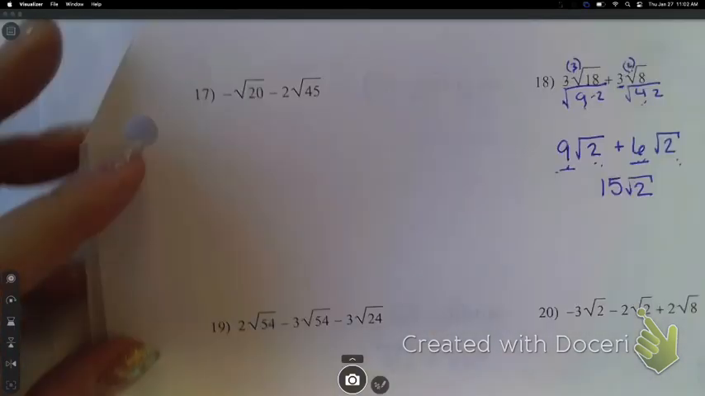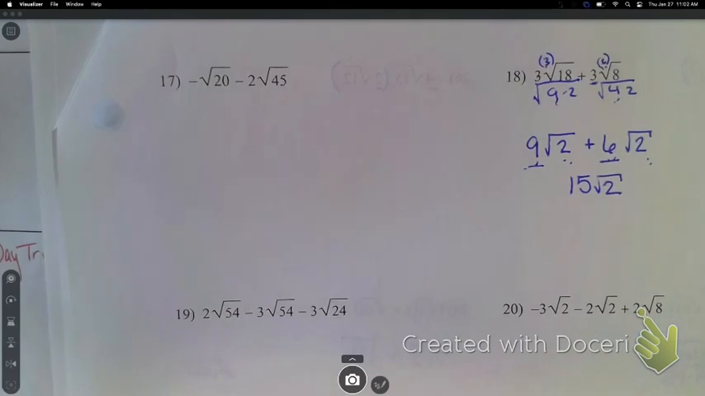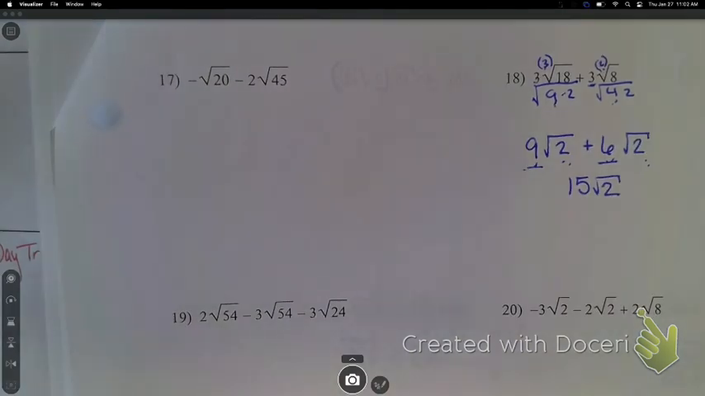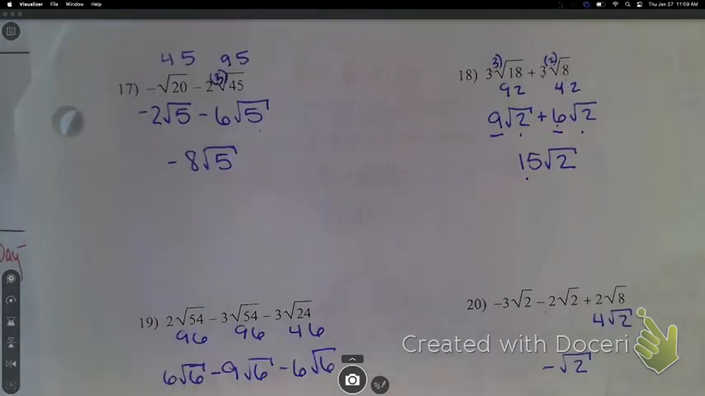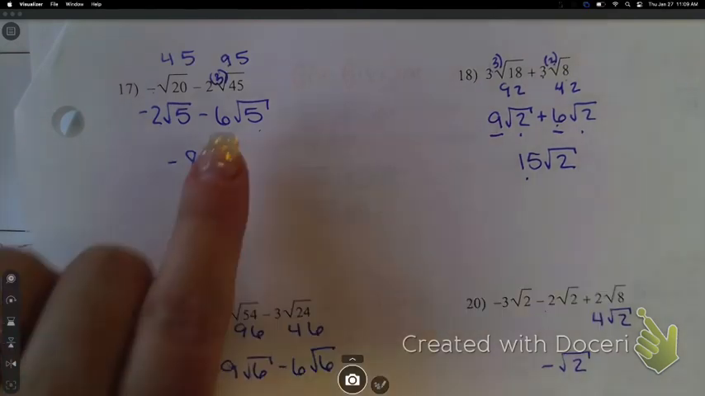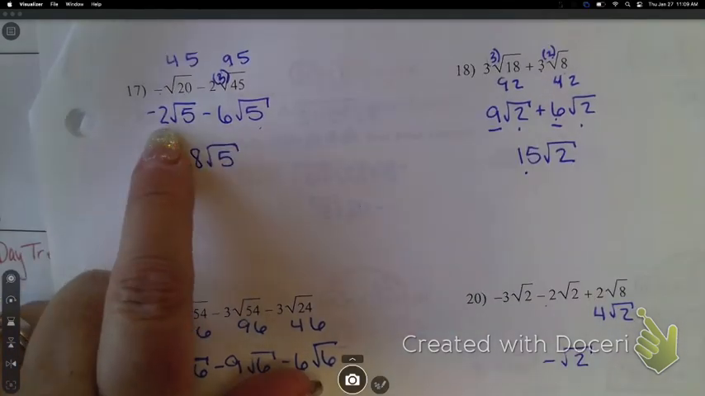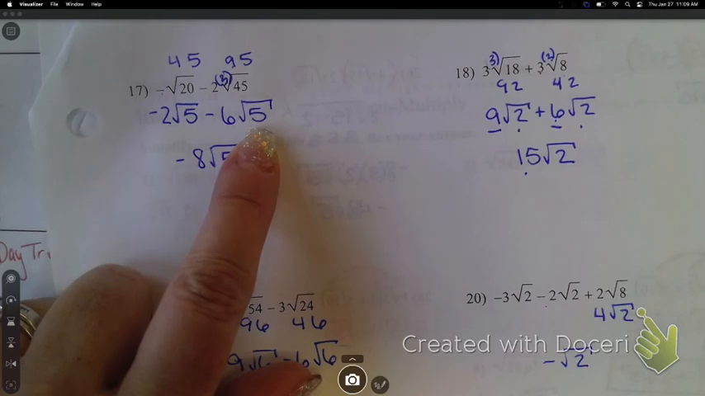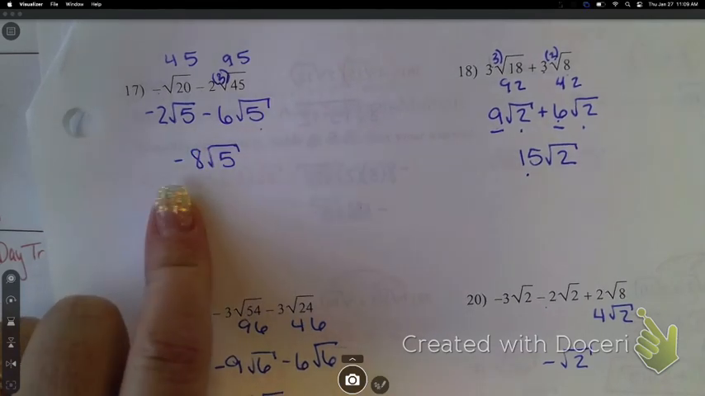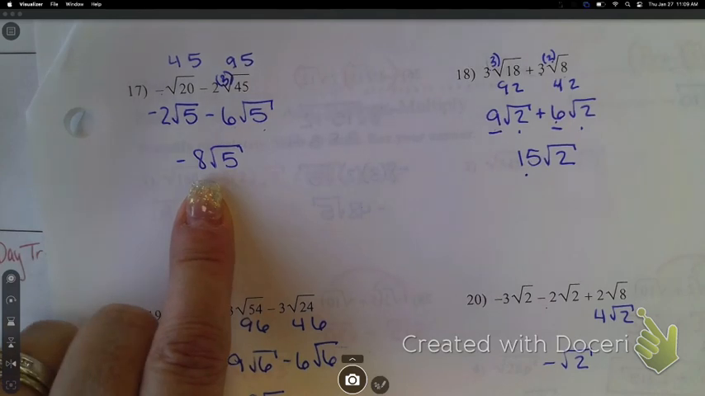18 was 15 square root of 2. We did that in class. Okay, so on 17, you should have negative 2 square root of 5, negative 6 square root of 5. And negative 2 and negative 6 is negative what? 8.